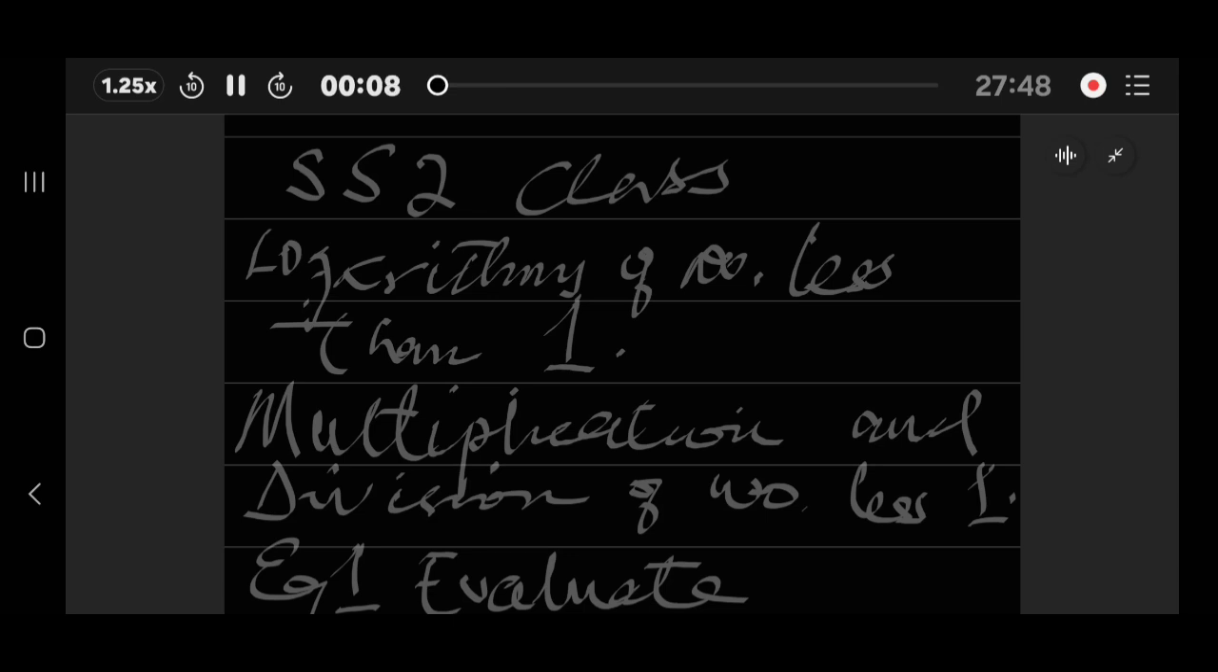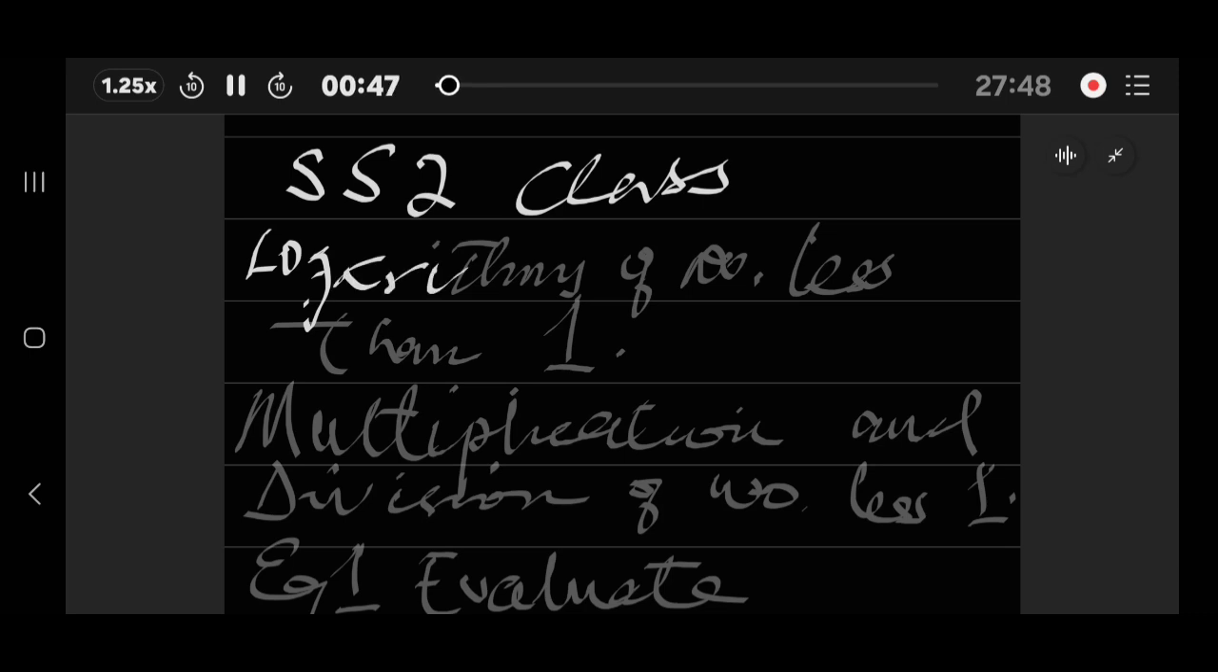This is SS2 class. We've started the topic logarithms. In our first class, we have seen logarithms of numbers greater than 1. In fact, we started with standard form. After standard form, we move on to logarithms of numbers greater than 1. Now, in today's class, we are going to continue from where we stopped. That's to say, today we are going to do logarithms of numbers less than 1.